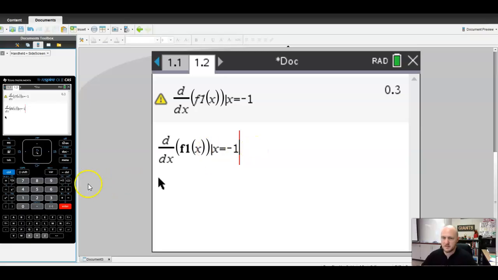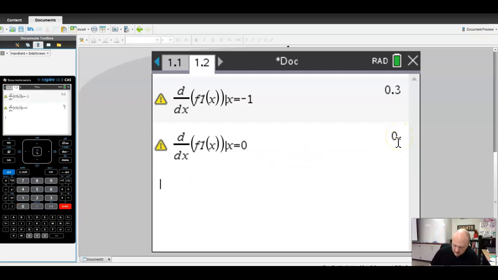And I don't want at -1. I want it at 0. So I enter that. And that answer is 0. Nothing exciting. I need to change that one so it's more exciting.